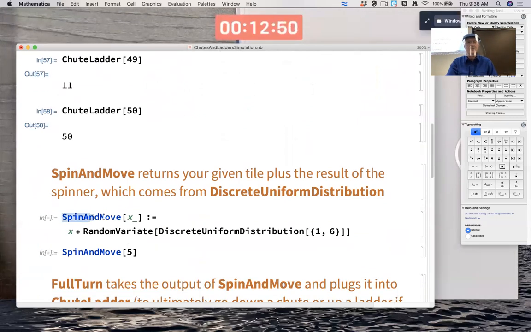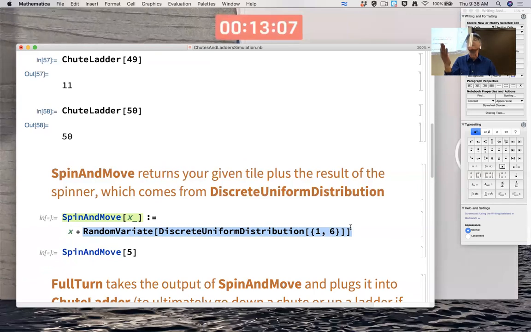So notice this function, spin and move, takes an input x and takes that value of x and adds, hey, there's random variate. Random variate, discrete uniform distribution 1/6. That's spinning, right? 1, 2, 3, 4, 5, 6 all occur with equal probability. Of course, we could use a die as well instead of a spinner. Discrete uniform distribution, those numbers 1, 2, 3, 4, 5, and 6 all occur with probability 1/6. And random variate is going to then simulate sampling from that distribution.